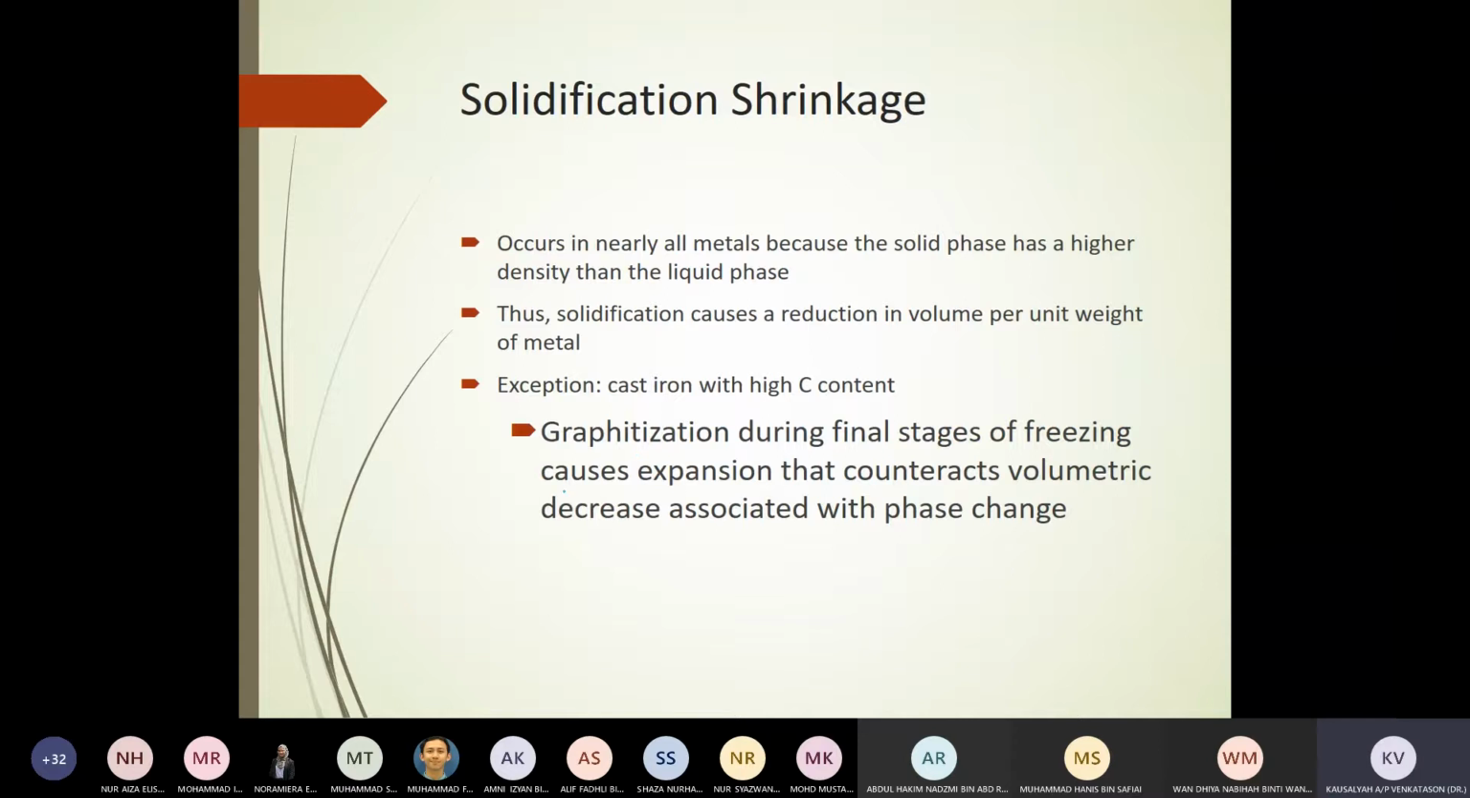Graphitization during the final stages of freezing causes expansion that counteracts the volumetric decrease associated with the phase change. This is an exception for cast iron due to its high carbon content. The graphitization process, which takes place towards the end of freezing, actually expands. Basically, the graphitization creates expansion, hence it makes up for the decrease in volume when shrinkage happens. So they become like the same in the end.